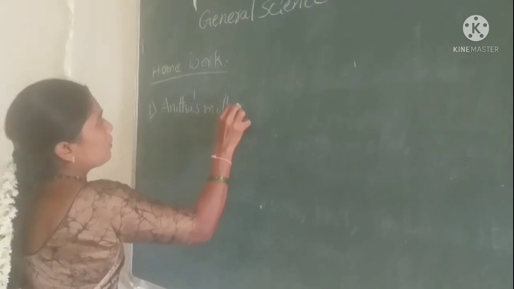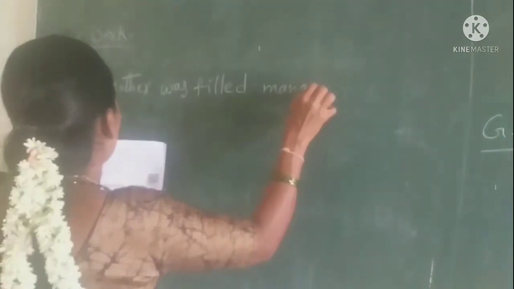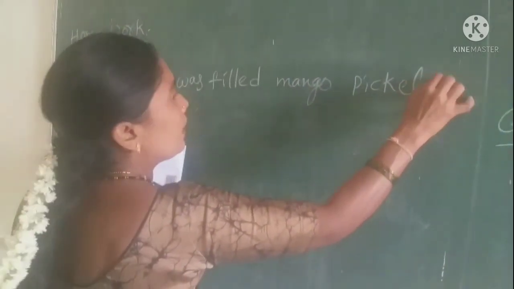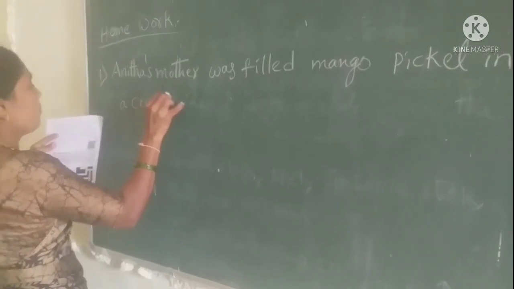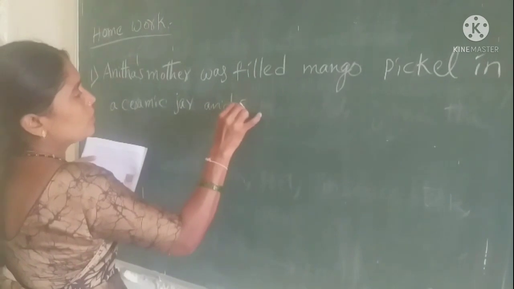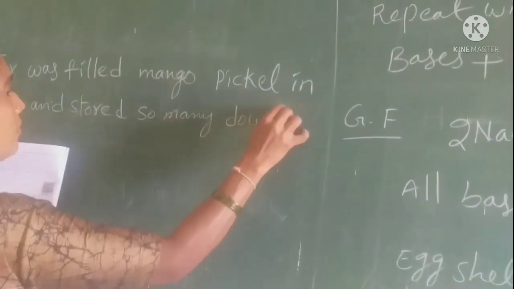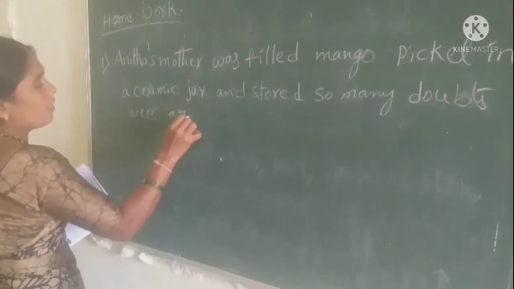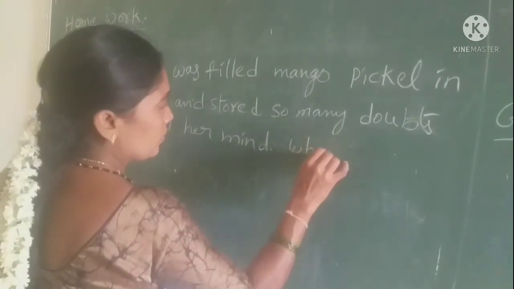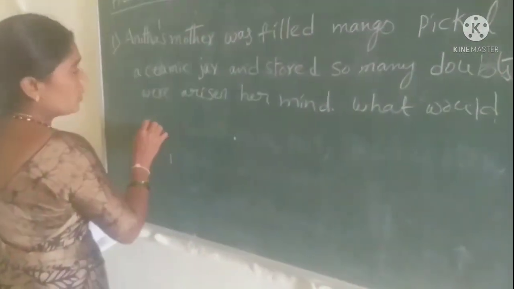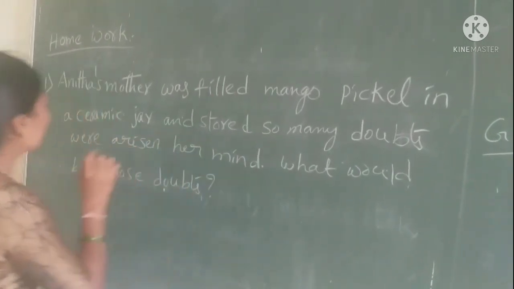Anika's mother stored mango pickle in a ceramic jar, and so many doubts arose in her mind. What would those doubts be?